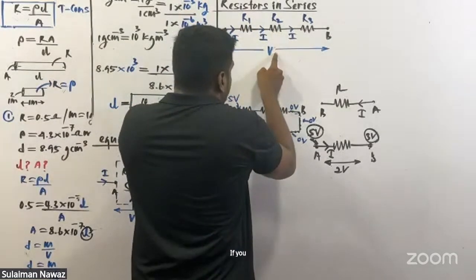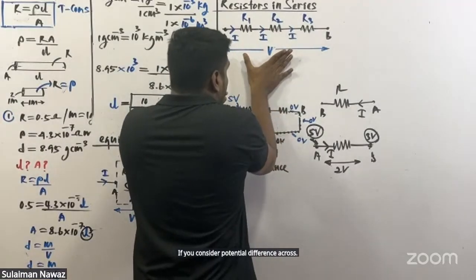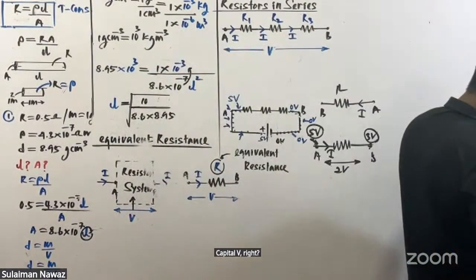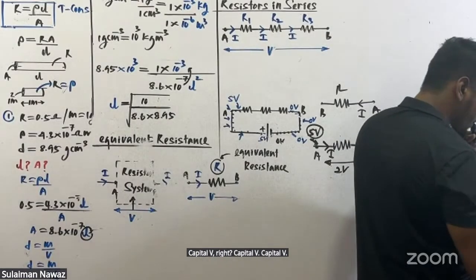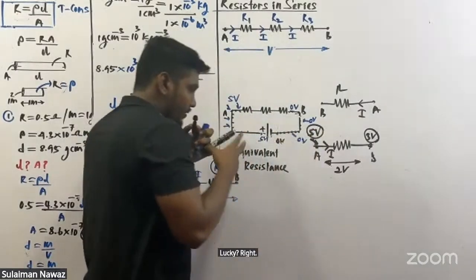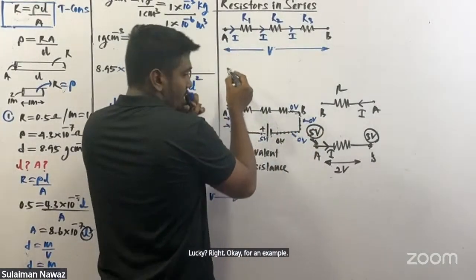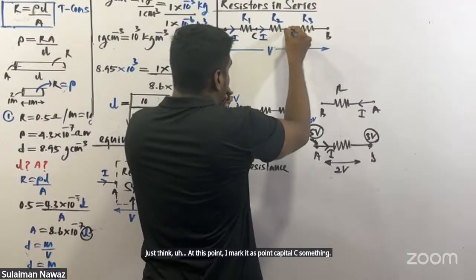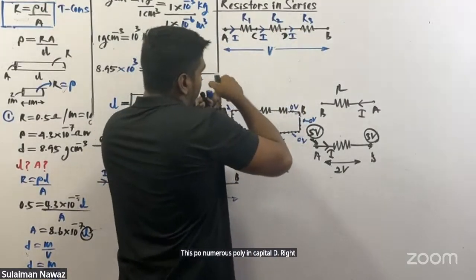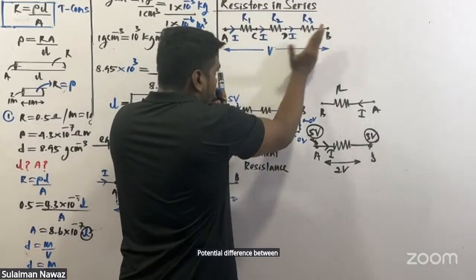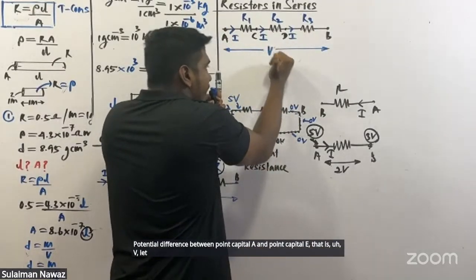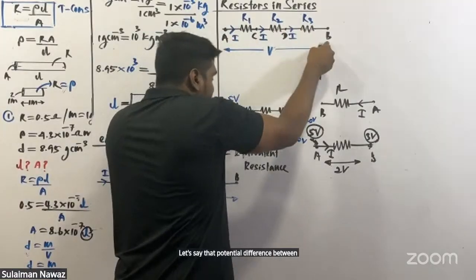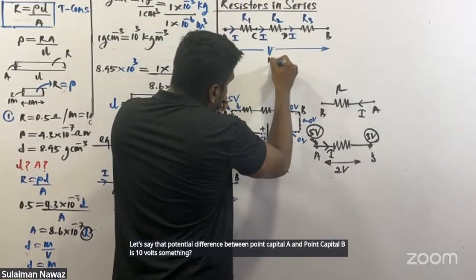If you consider the potential difference across terminals A and B as V, for example, just think this point I mark as point C and this point as point D. The potential difference between point A and point B is V. Let's put some values and we'll understand what's really happening here. Let's say the potential difference between point A and point B is 10 volts.